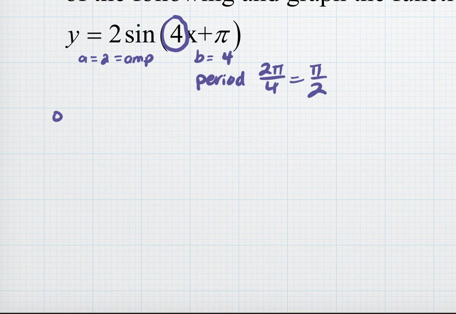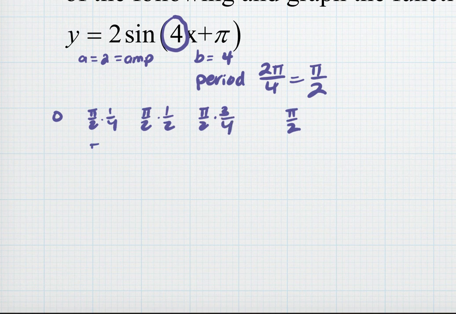This first one's 0. The last one's pi over 2. And now I'm going to get pi over 2 times 1/4, pi over 2 times 1/2, pi over 2 times 3/4. And I get pi over 8, pi over 4, 3 pi over 8. First one's still 0. Last one's still pi over 2. With me so far?